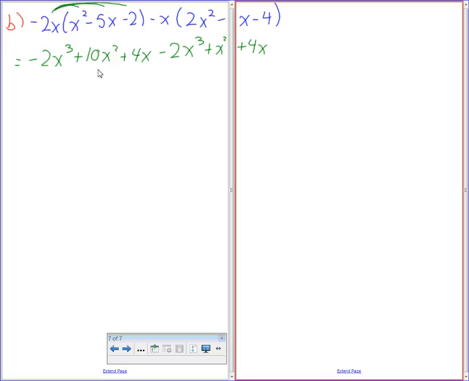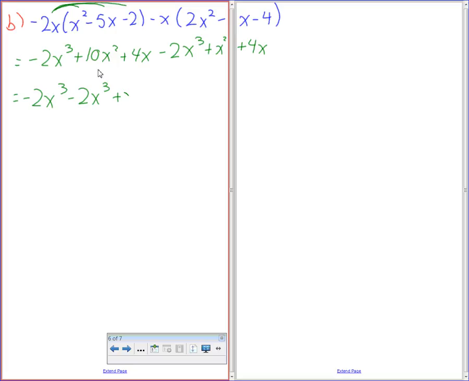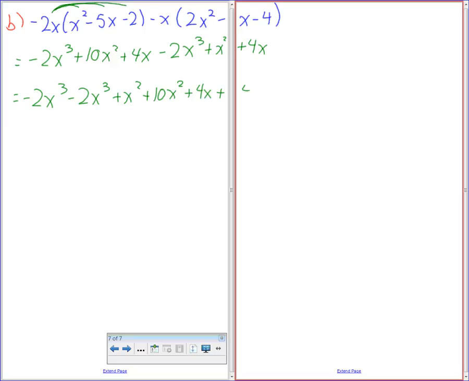Karina, what do we do next, please? Rearrange it. Negative 2x cubed minus 2x cubed plus x squared plus 10x plus 4x plus 4x. Okay, you said 10x, it should be x squared, but I think I see what you meant here. Right? That's it. All right. Final answer here, please, Hannah, go ahead.